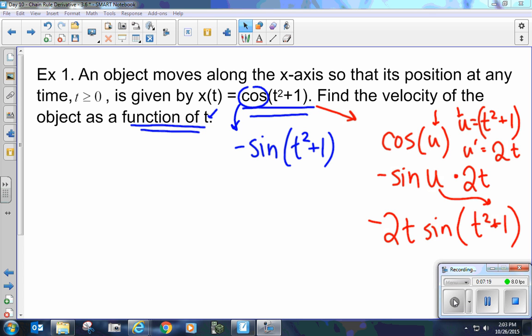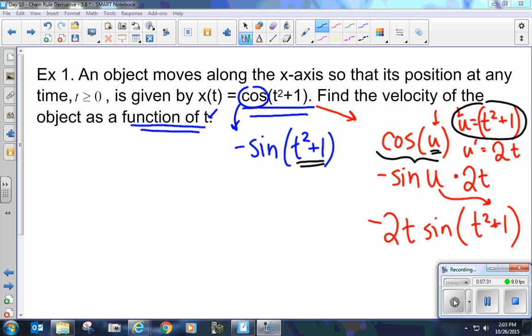So let's recap this, okay? We took the expression t squared plus 1 and turned it into a u. We said let u equal t squared plus 1, and we did right here. When we take the derivative of this, it's just the negative sine of u. But I need to take this derivative and multiply it times the derivative of whatever u was right here. And we say that's 2t, so we multiply it times 2t.